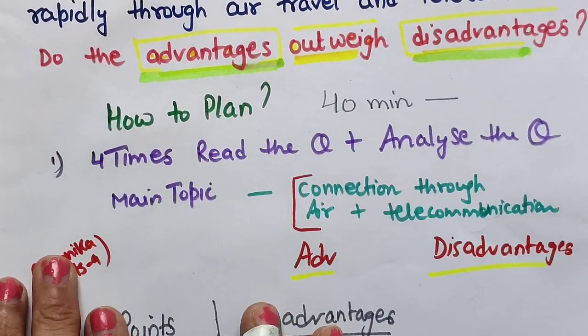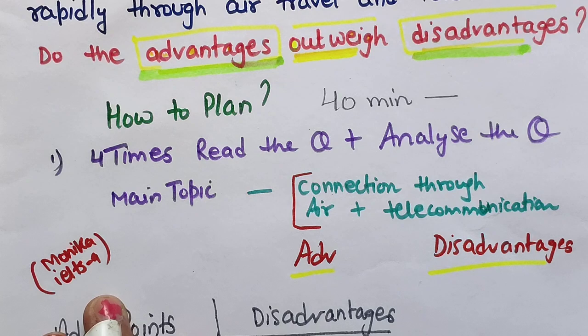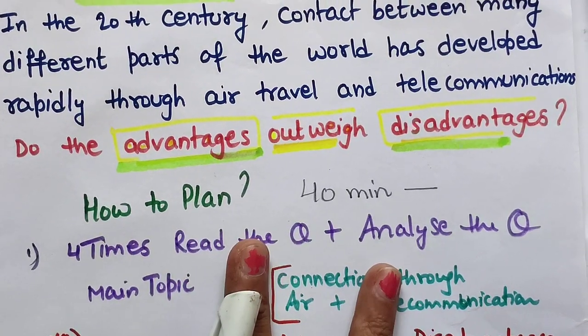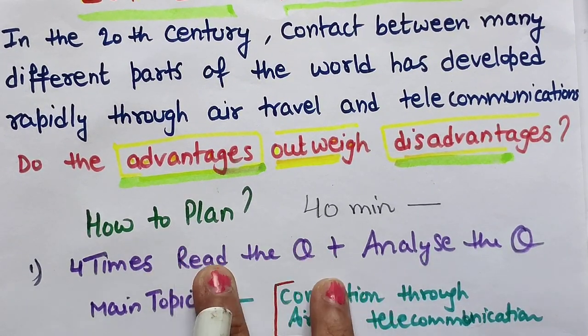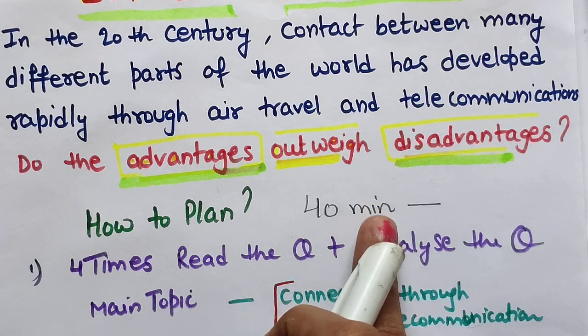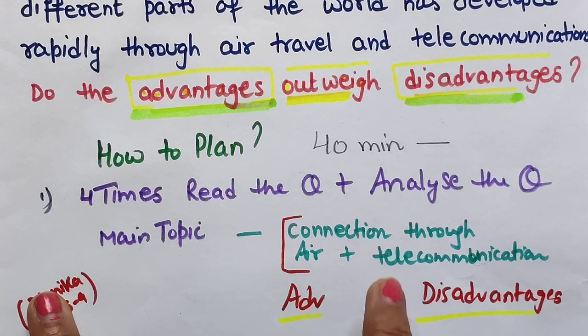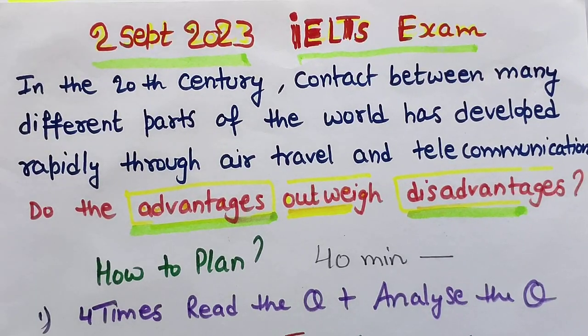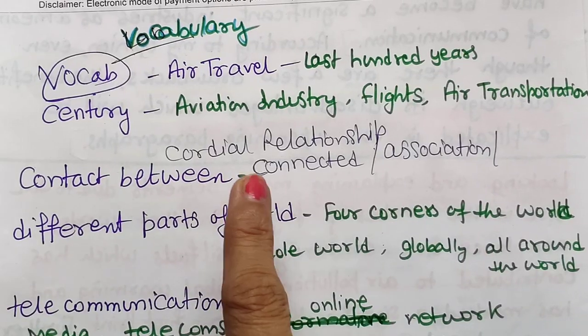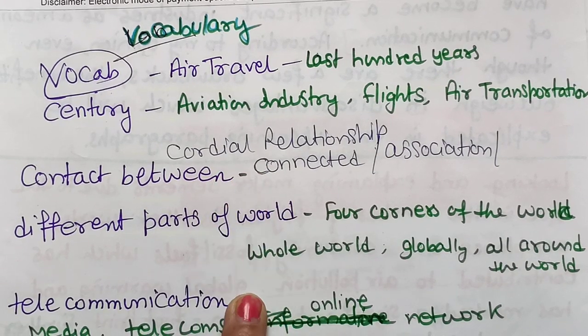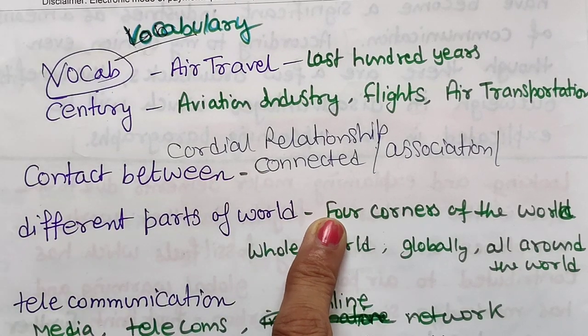So let me introduce myself. I am Monica from IELTS 9. You can see this. I will be discussing all the things like how to plan your essay, how to distribute your 40 minutes, and how to plan or brainstorm all your points. And definitely not only this, we will discuss vocabulary words in the question statement and other things.